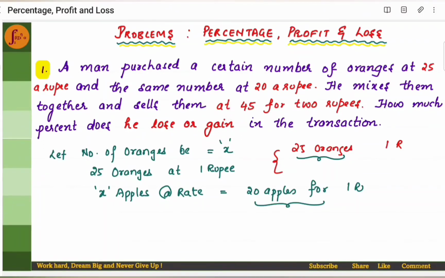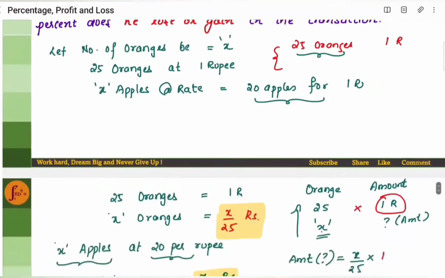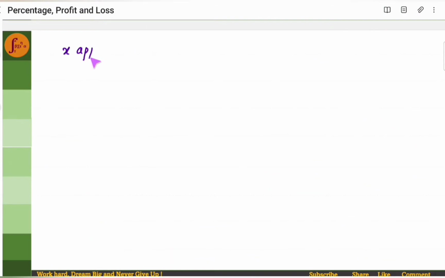We assume that he has bought X oranges and X apples, because he has bought the same number of apples and oranges. So X and X, that means 2X. Total fruits is 2X: he has bought X apples plus X oranges. X plus X, 2X fruits.